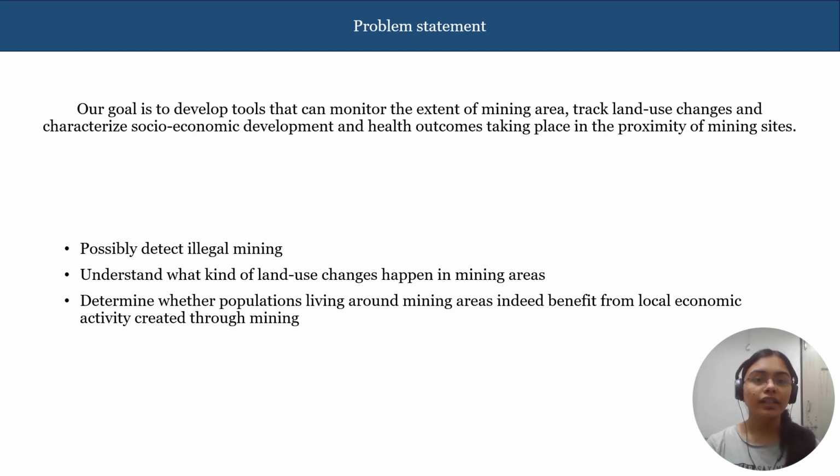The ecological degradation is due to excessive mining beyond the regulatory period and granted area, leading to illegal mining. Illegal mining is accompanied by land use changes around the mining sites. Therefore, the goal of our study is to develop tools that can monitor the extent of mining area, track land use changes, and characterize socio-economic development and health outcomes taking place in the proximity of mining sites.